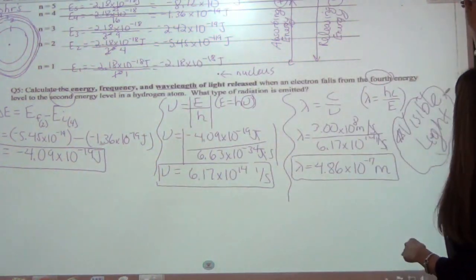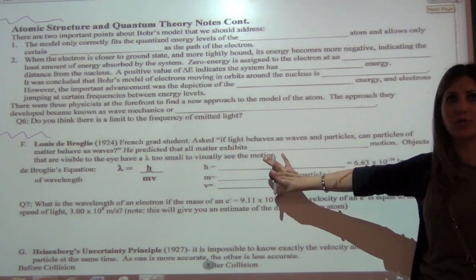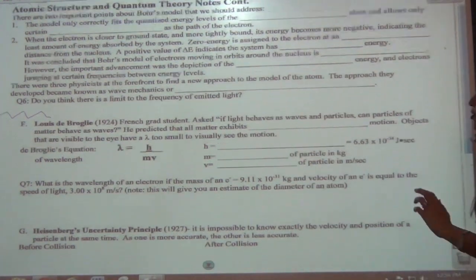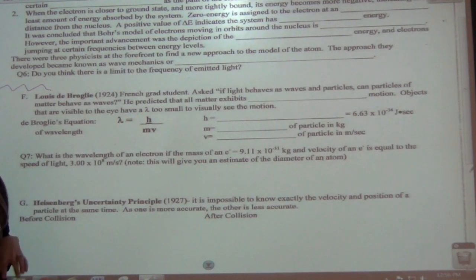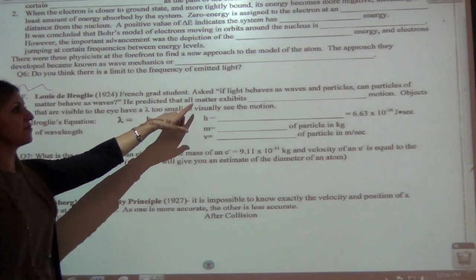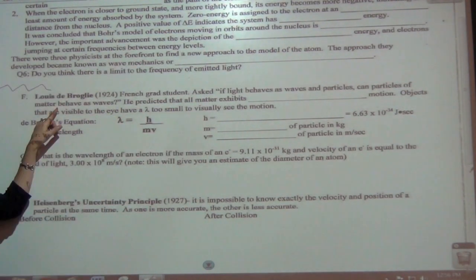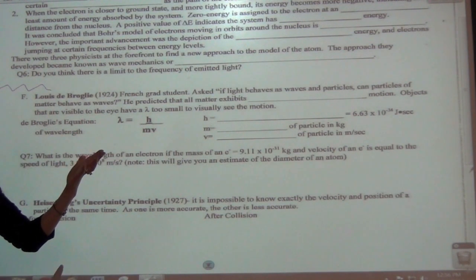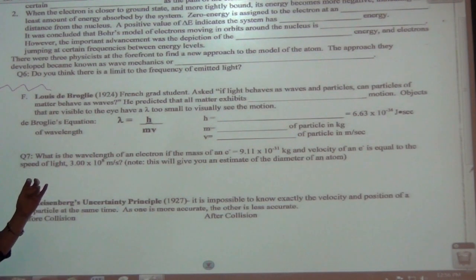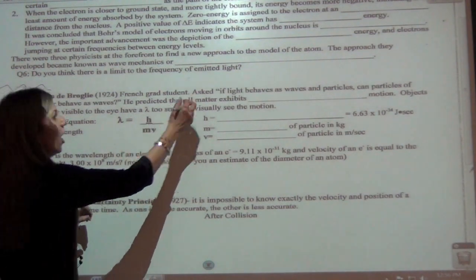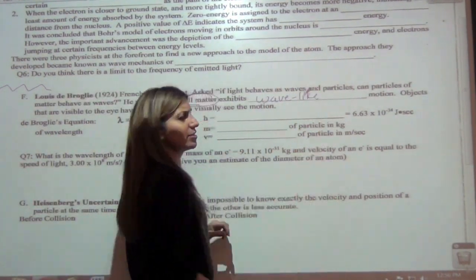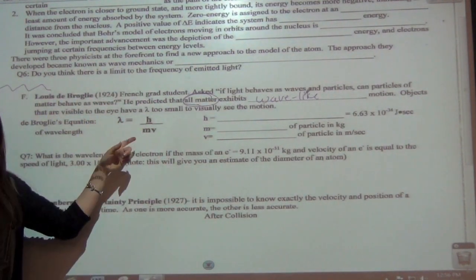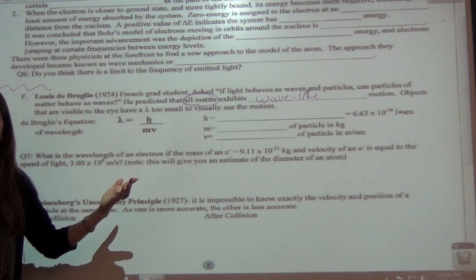Okay, last thing. Real quick, de Broglie. We're going to come back to this later. De Broglie was a French grad student, and he asked, if light behaves as waves and particles, does everything behave as waves? That's basically what his question was. And guess what he found out? Yes. All matter exhibits wave-like motion.